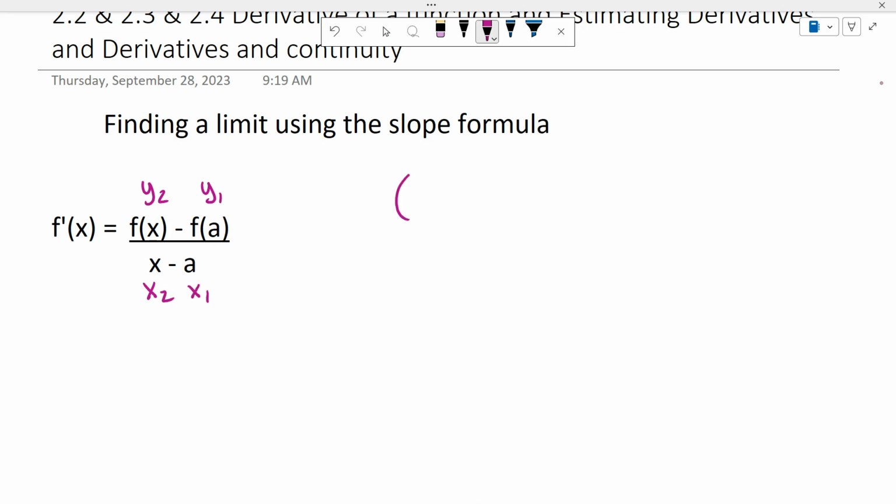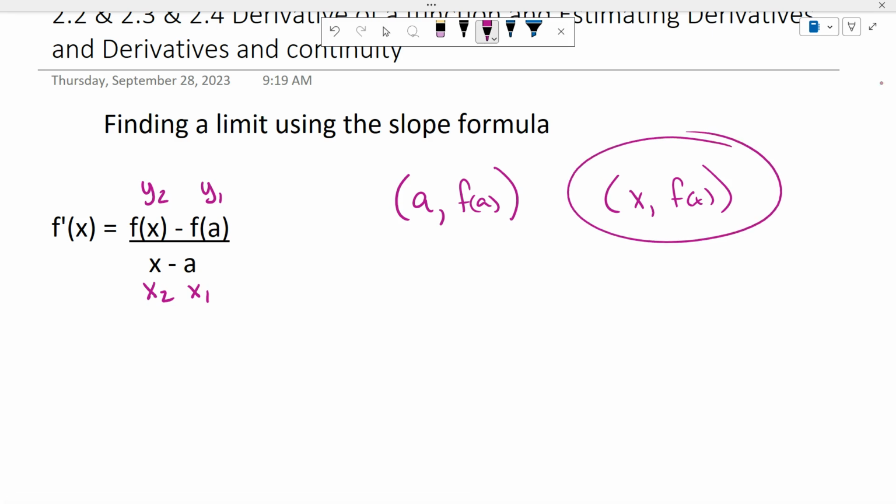So you have a point A, f of A, and you'd have a point x, f of x. Or you really wouldn't have a point. This is x and f of x, and then this is the point. Okay? So that's finding a limit using the slope formula, finding a slope, basically. Finding the first derivative using the slope formula is what we're doing there.